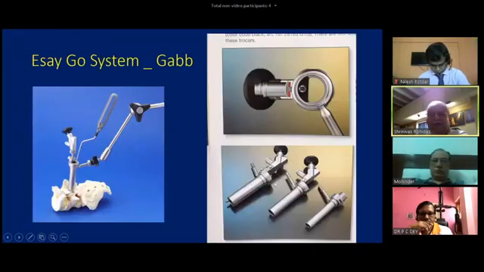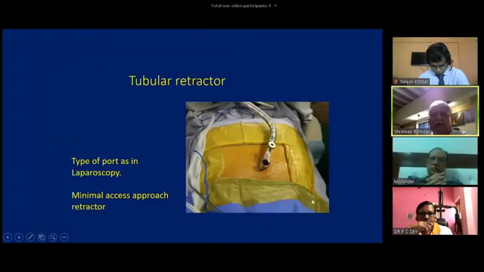This is the EasyGo system. We have three different things. We will talk about this, why we need multiple tubes in the fixed, later. This is the operative area in the EasyGo. This is how it is fixed.